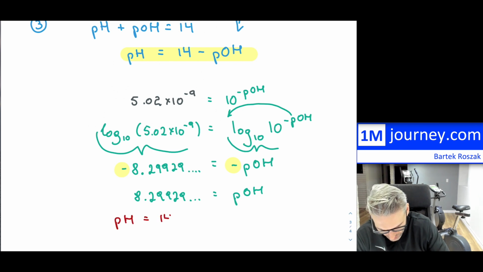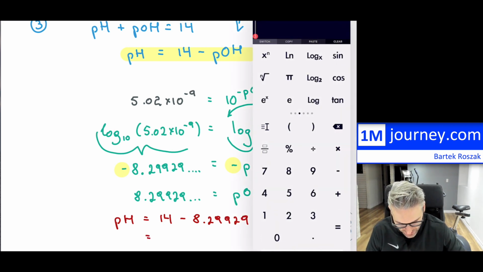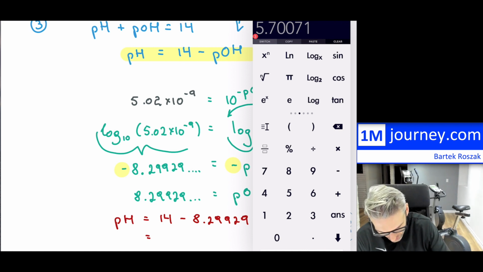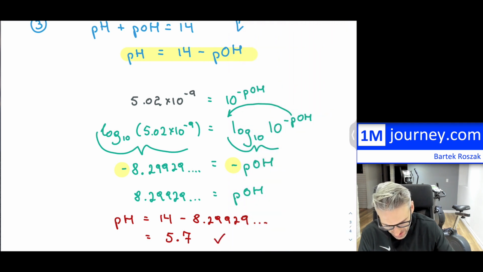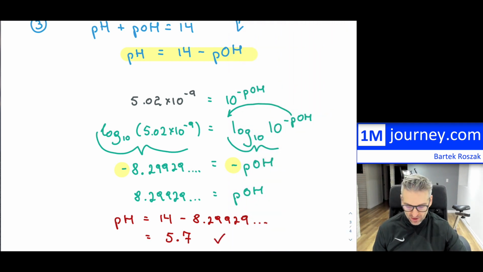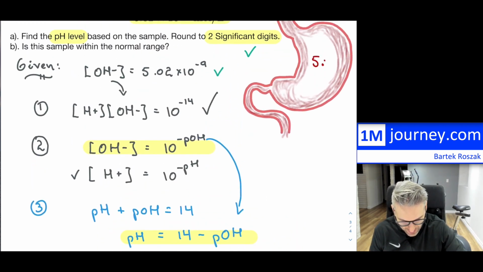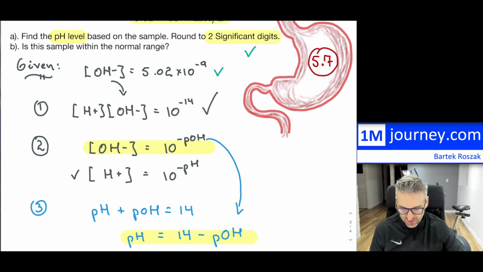pH is equal to 14 minus 8.29929, etc., which is 5.700, and so on, but I wanted two significant figures. With two of them, this is just 5.7. That is my pH, and that would solve my problem. This is great to be able to do. So we've found that this particular stomach has a pH of 5.7.